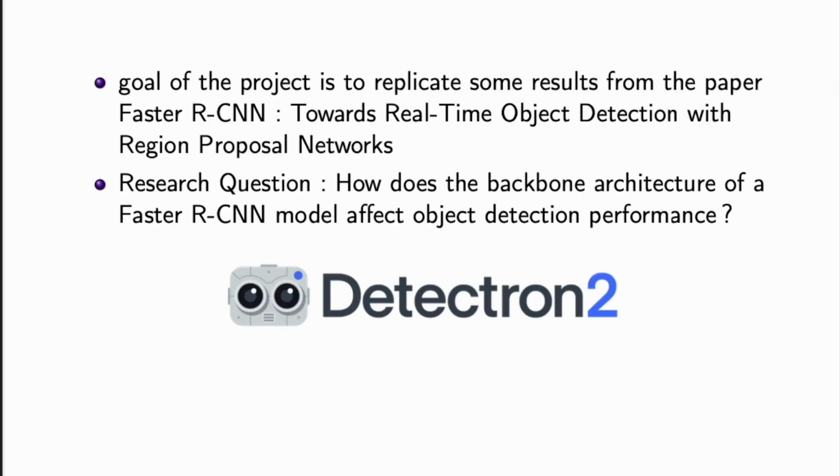So the goal of our project was to replicate some results from the paper Faster RCNN: Towards Real-Time Object Detection with Region Proposal Networks in order to answer the following research question, which is how does the backbone architecture of a Faster RCNN model affect object detection performance? So we first used pre-trained Faster RCNN models and then tried to train the model by ourselves by using Detectron 2, which has been developed by the same authors as the research paper.